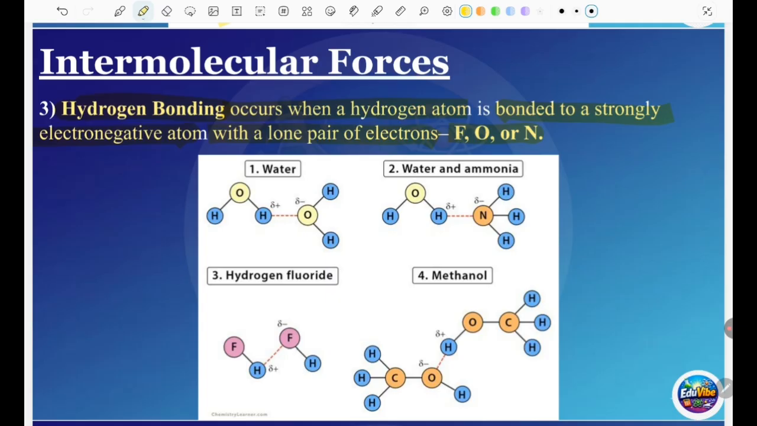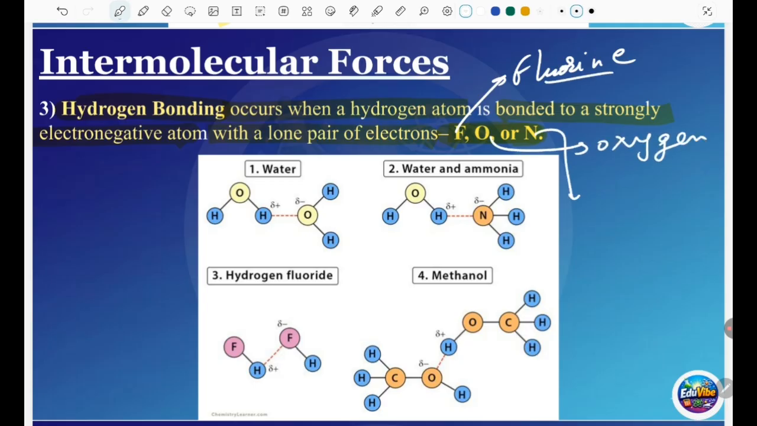So hydrogen bonding occurs when a hydrogen atom is attached to an atom with very high electronegativity. If an atom has very high electronegativity and the hydrogen is connected to it, then we have hydrogen bonding, along with the lone pair. We also consider the lone pairs of FON. FON means fluorine, oxygen, and nitrogen. If these three atoms with lone pairs of electrons are bonded to hydrogen, then we have hydrogen bonding.